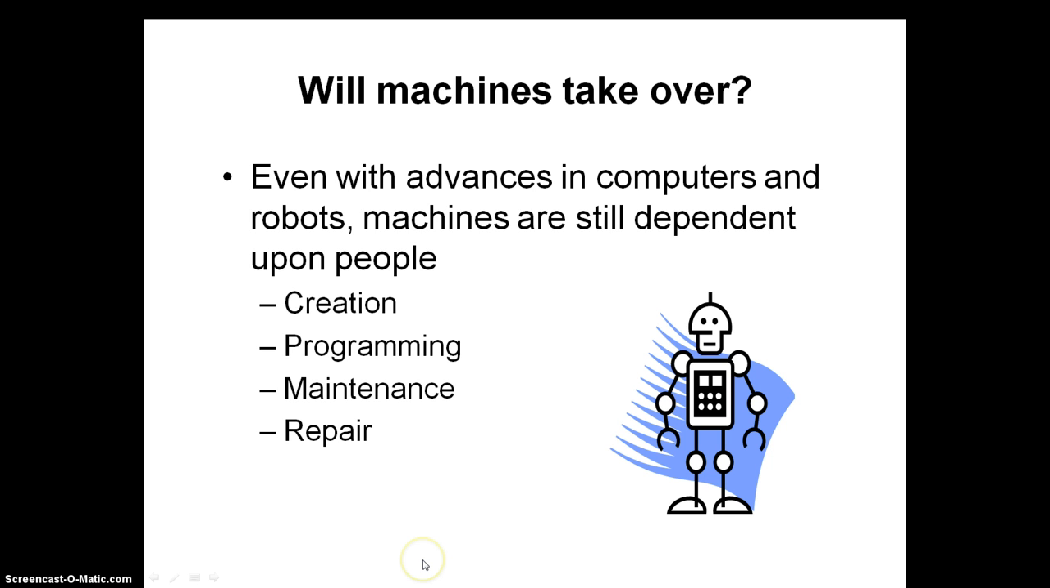Even with advances in computers and robots and all that other stuff, machines still depend on people to create them, to program them, to maintain them, and to repair them. Now, if we ever get into artificial intelligence, I'm not sure how that's going to affect things. There are some jobs that are not going to be readily adaptable to automation. I'm hoping one of them is going to be medicine. I'm hoping one of them is going to be education. These are the kinds of things where we like to think that we need that human touch.